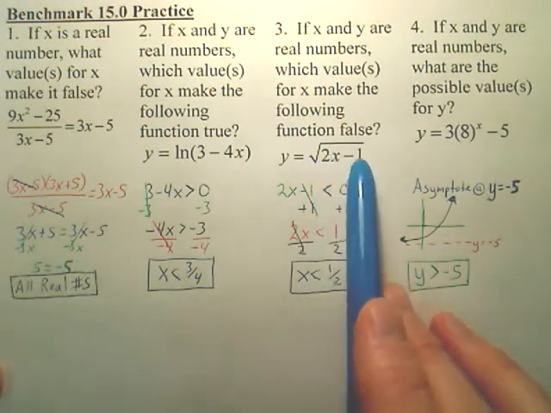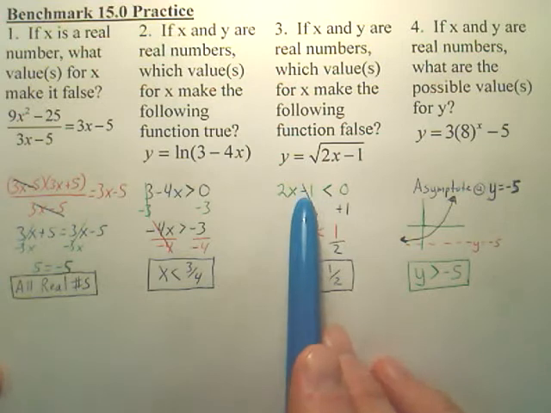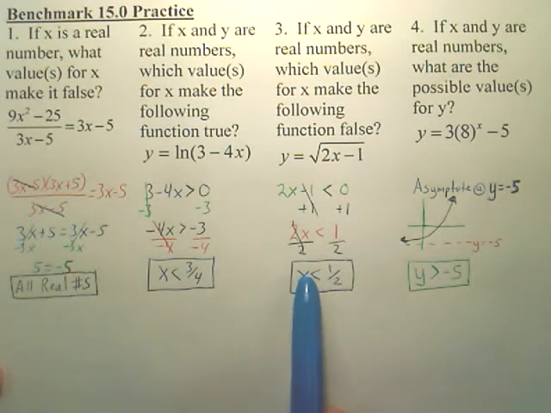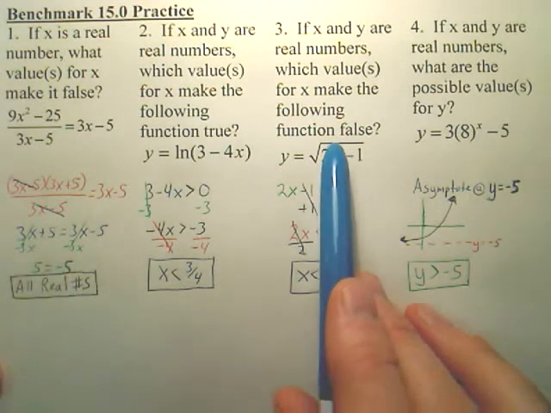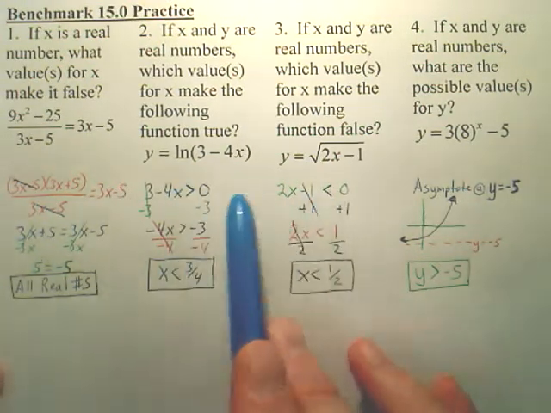Now, can we plug 0 into here? Can we have a 0 inside of a square root? Yes. So what makes it false? We just solve this, and x values less than 1/2 would make this false. Greater than or equal to 1/2 would make it true. So both these are very similar.